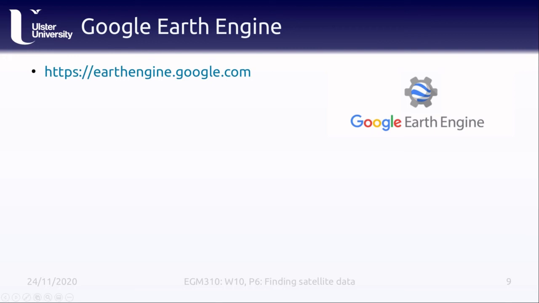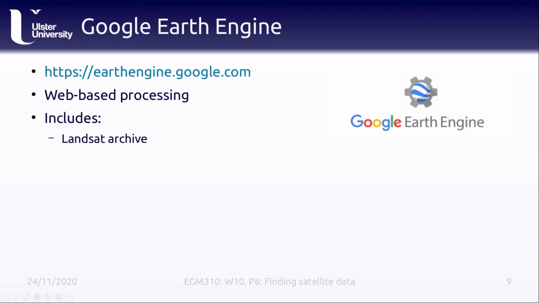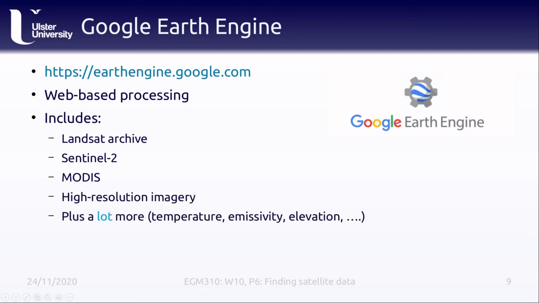Finally, we have Google Earth Engine. Rather than a place to go to order and download image data, Earth Engine is a web-based processing service. With Earth Engine, you can search the entire Landsat archive, all Sentinel-2 images, all MODIS images, a selection of high-resolution imagery, and a lot more data sets including global temperature, emissivity, elevation. It's a massive data catalog.